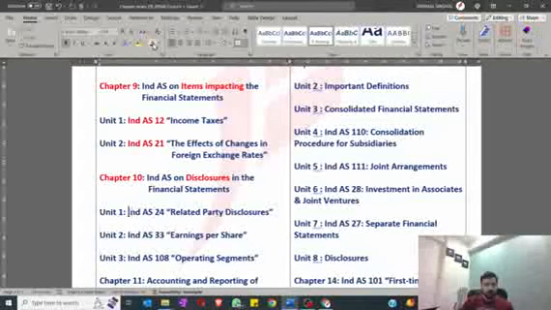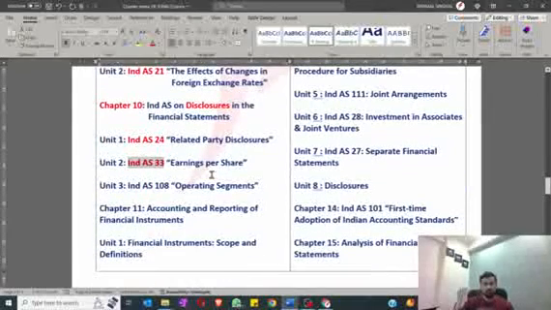The first Ind-AS here is Ind-AS 24 on related party disclosures. Second is Ind-AS 33, EPS, earning per share. EPS is disclosed on the face of profit and loss statement itself. Next is Ind-AS 108. It talks about operating segments. Then comes Chapter 11.